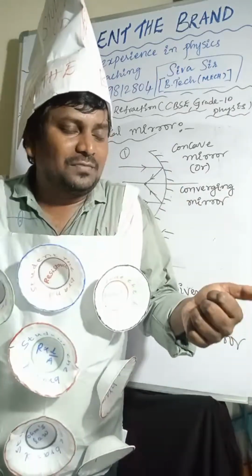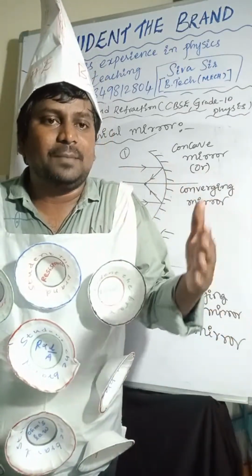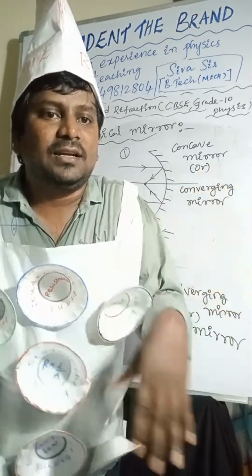First point. Rate of flow of charge, I equals Q by T. SI unit of current is ampere. SI unit of charge is coulomb. SI unit of time is second.